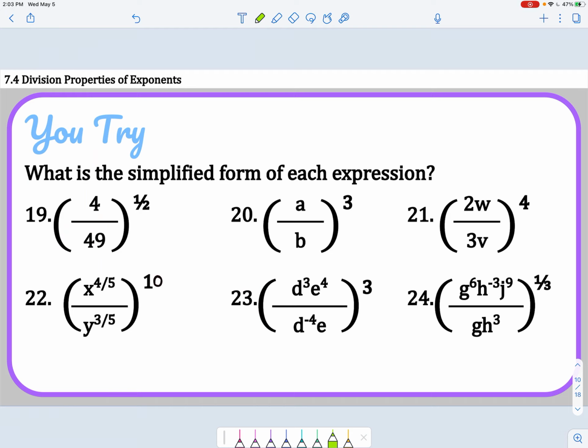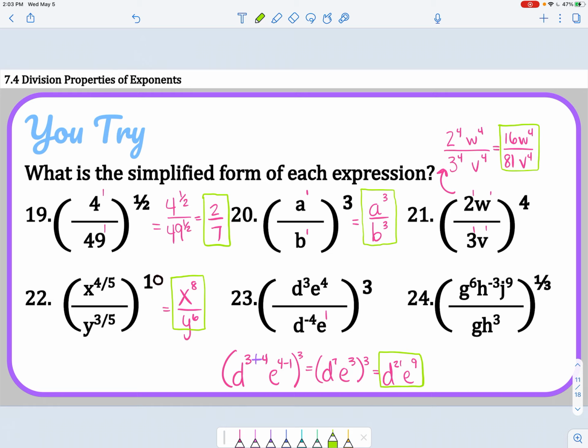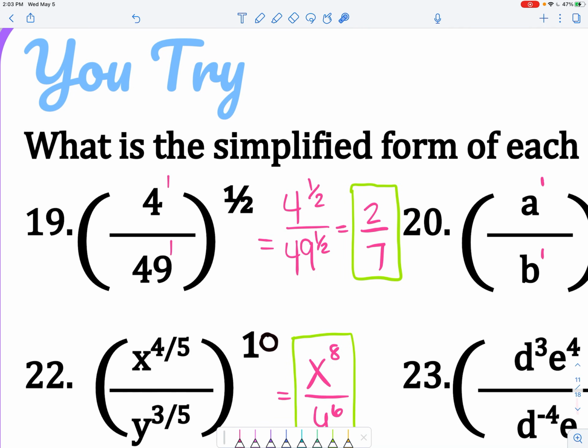So here are a few for you to try. Again, I encourage you to pause the video, give them a go. And then on this next page, I will show you most of the solutions. I had to put 24 on another page because I simply did not have the space to write it out on the slide. So let's take a look at each of these, also double checking my work, make sure there's no other errors here. For 19, you're going to multiply that exponent of 1/2 to these understood exponents of 1s.